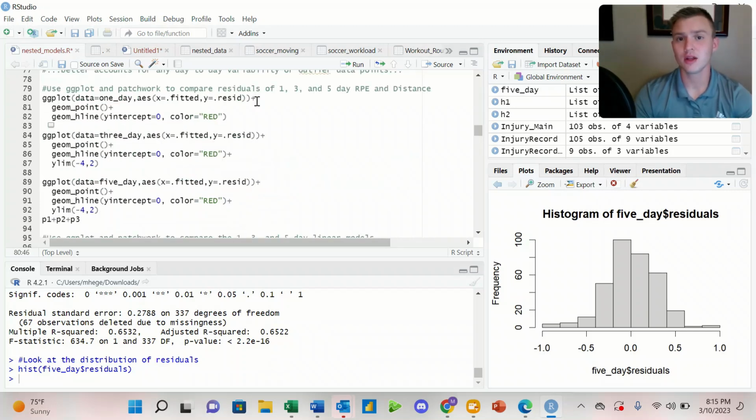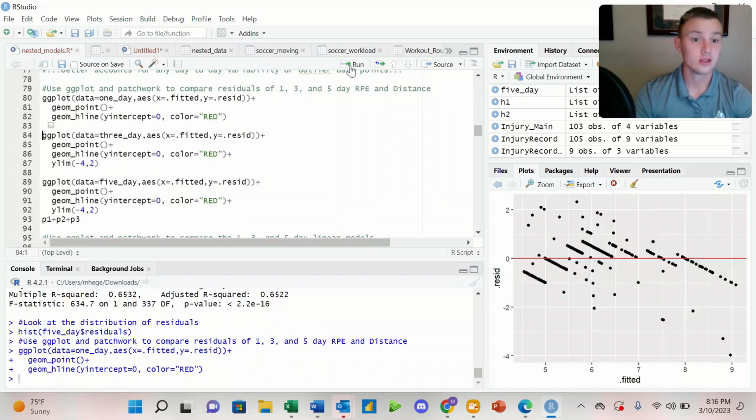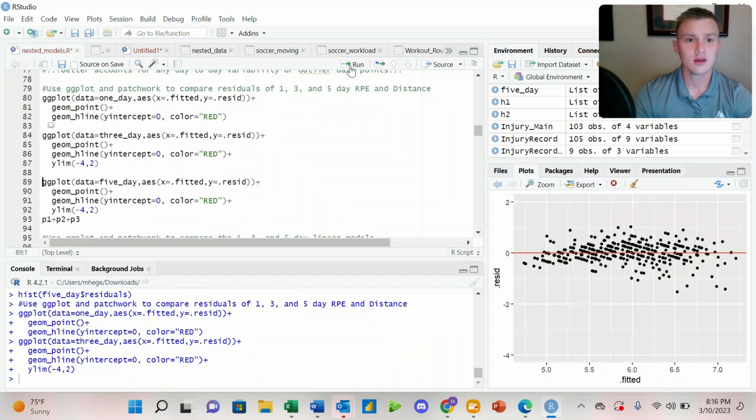We can even use ggplot to plot the residuals from our 1, 3, and 5-day linear models. So calling on our 1-day linear model, we're looking at the fitted and the residuals. We're using a geom point, so we're looking at a scatter plot, and then we're going to draw a horizontal line on the y-intercept where the color is red. So when I run that line there, we can see our graph here, and then we're going to do the same thing for our 3-day, where we see a tighter fit around our y-intercept there, and then the same thing for our 5-day.